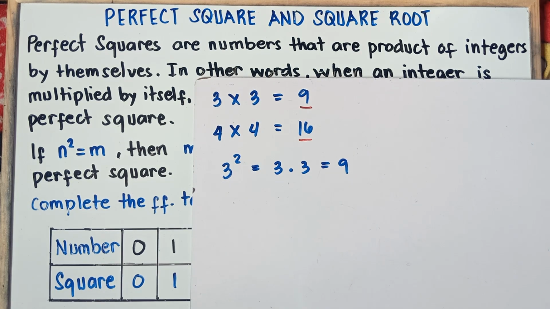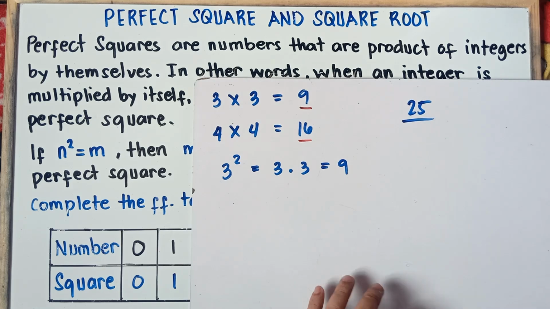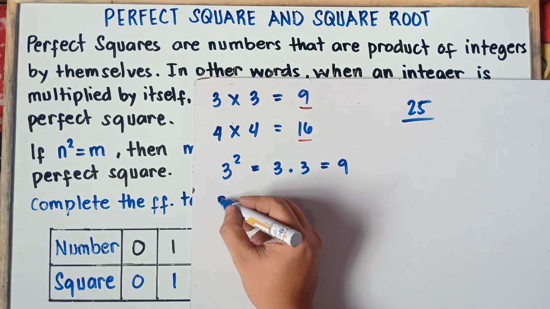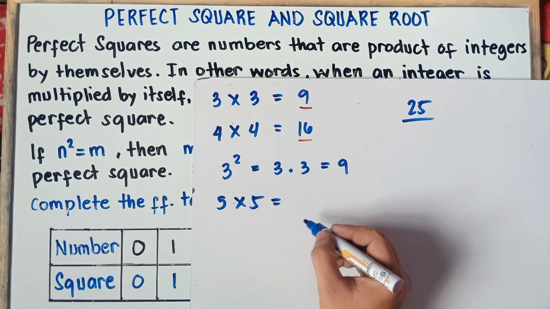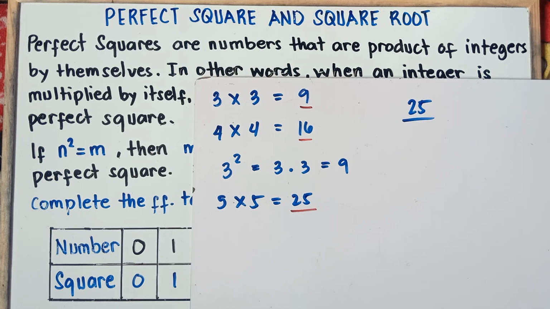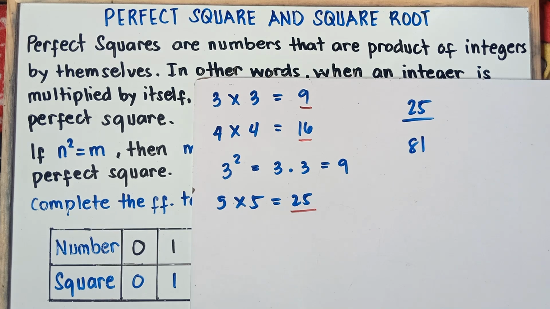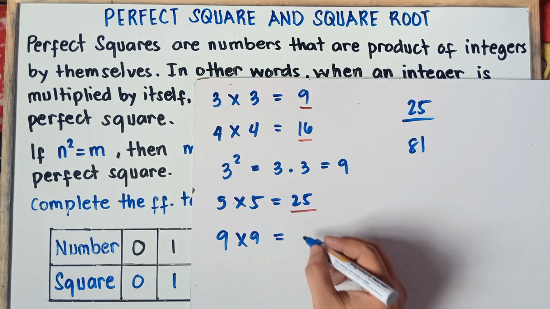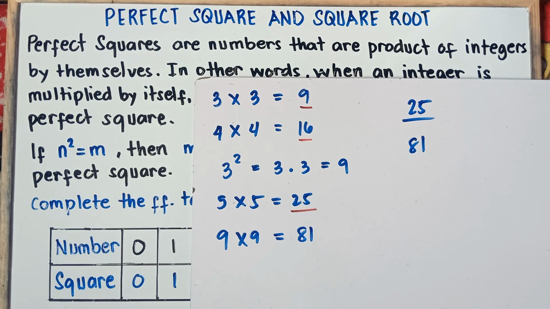Question: if I say 25, is 25 a perfect square? Yup, 25 is a perfect square. Why is that, sir? Because if we multiply 5 by itself, 5 times 5, the answer is 25. Therefore, 25 is a perfect square. A number multiplied by itself, the answer is a perfect square. Now, what if I say 81? Is 81 a perfect square? Yup, 81 is a perfect square because if we multiply 9 by itself, 9 times 9, the answer is 81.